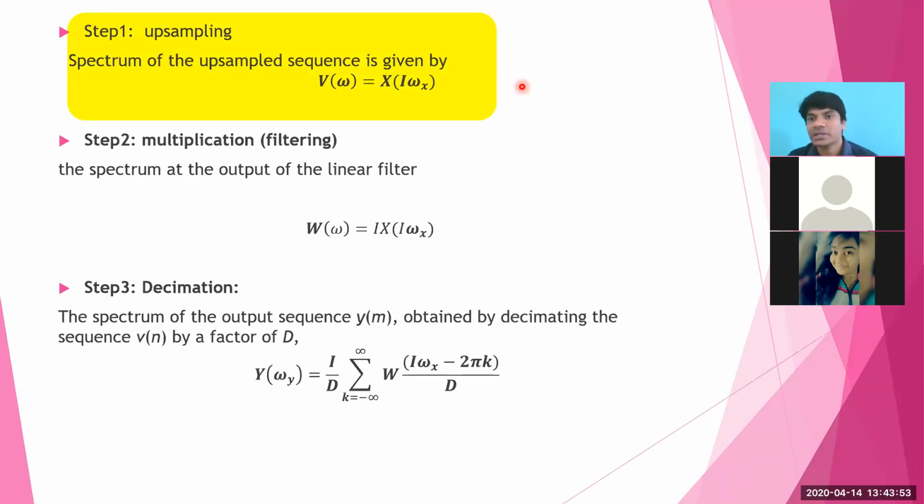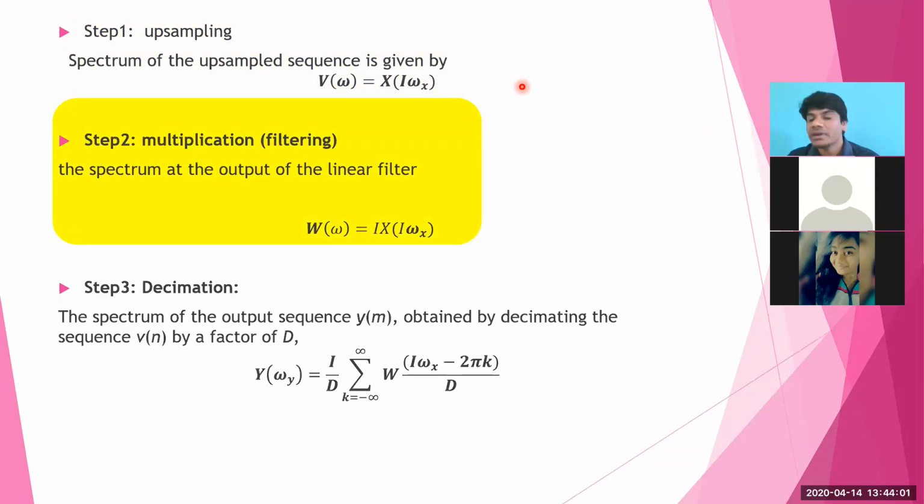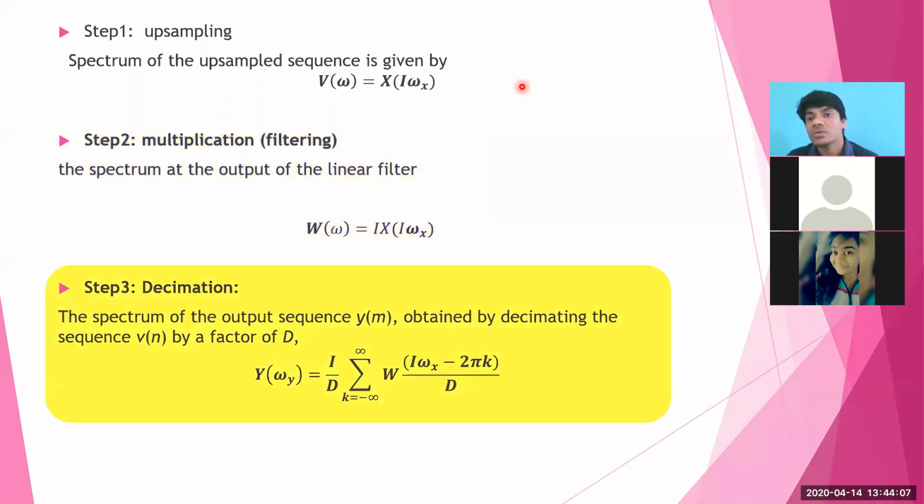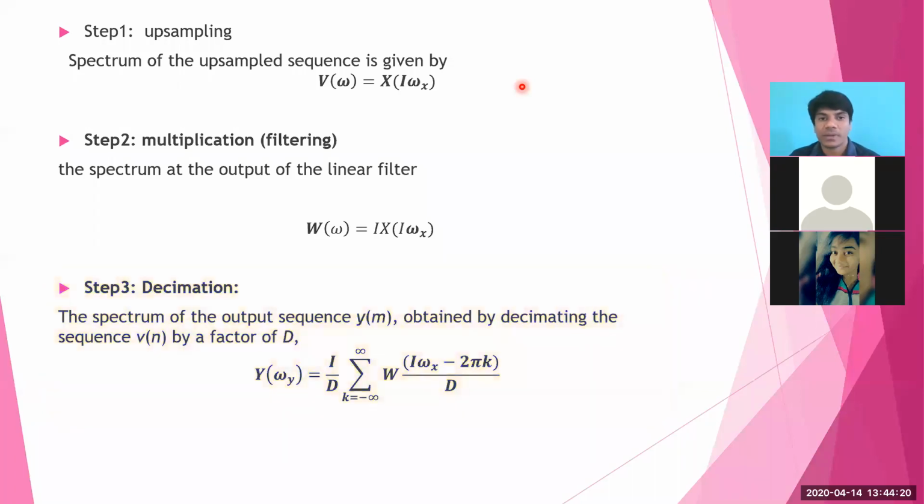This is upsampling, that is the output frequency is in fact I times the input frequency, and here in filtering, the magnitude of the filter is just I, so it gets multiplied with I. Now this is a decimation process where we can see the frequency shifting, frequency scaling, as well as amplitude scaling. Those three expressions are written here.